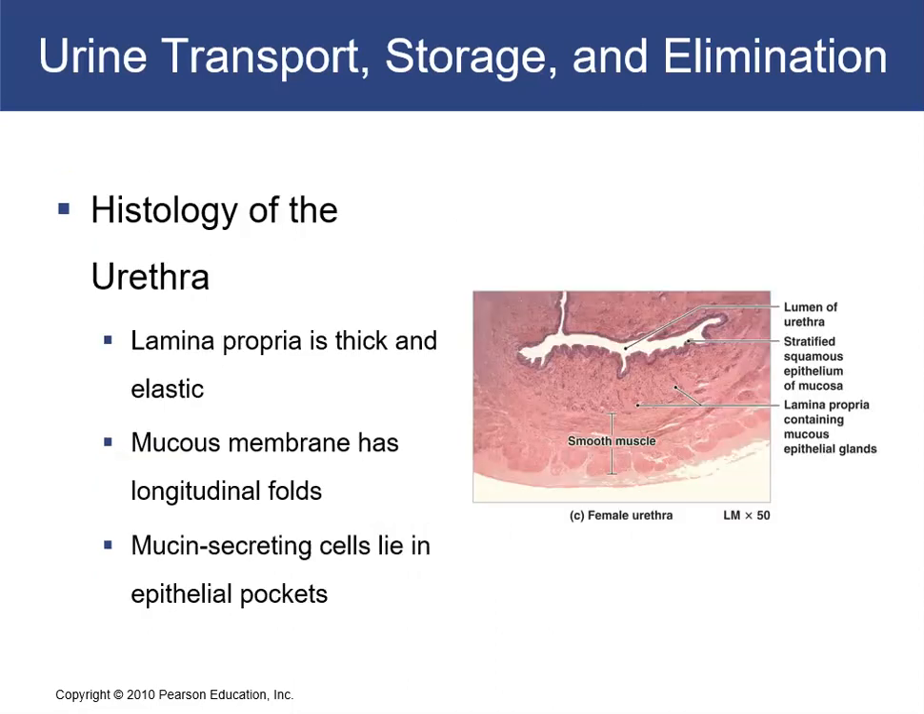Looking at the histology of the urethra, its lamina propria is very thick and elastic. It's lined with a mucous membrane that has numerous longitudinal folds. Now, this is a true mucous membrane because there are mucin-secreting cells that lie in pockets within the epithelial lining. So the lining of the urethra is kept moist because urine doesn't flow through it all the time. So it helps to keep it moist, and this also helps with the flow of urine.